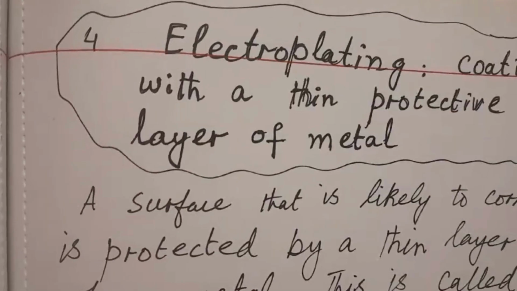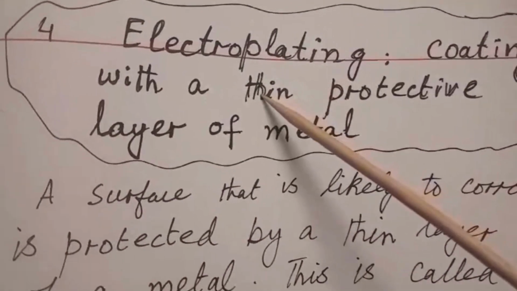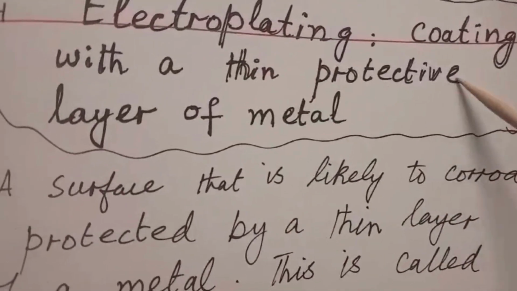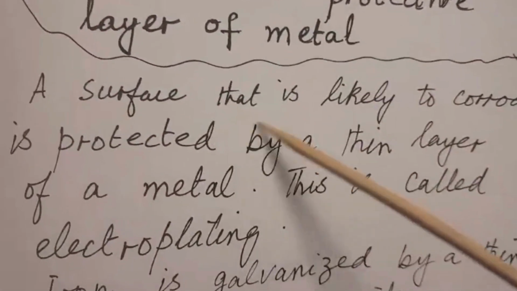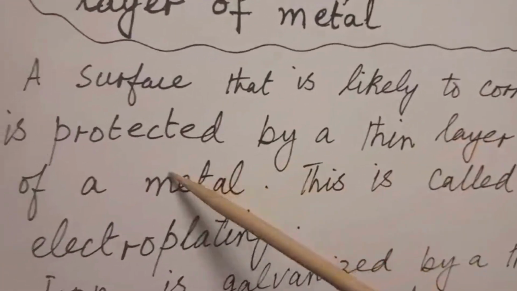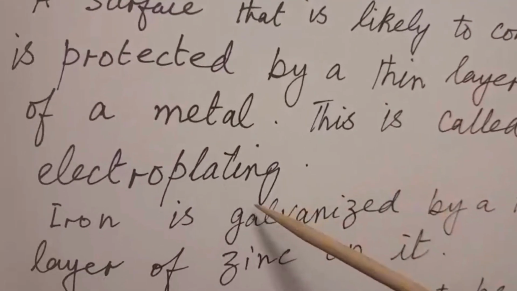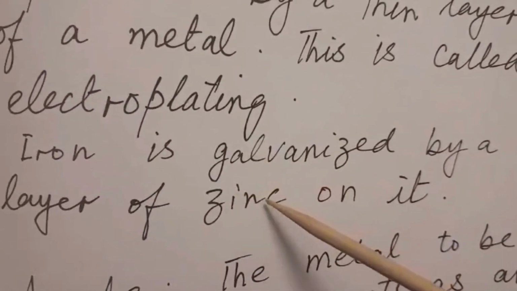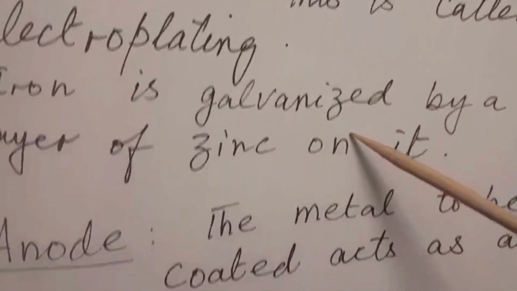Thank you. Here we have another application of electrolysis, that is electroplating. It is coating with a thin protective layer of metal. A surface that is likely to corrode is protected by a thin layer of a metal. This is called electroplating. So if iron has a thin layer of zinc on it, this is called galvanized iron.